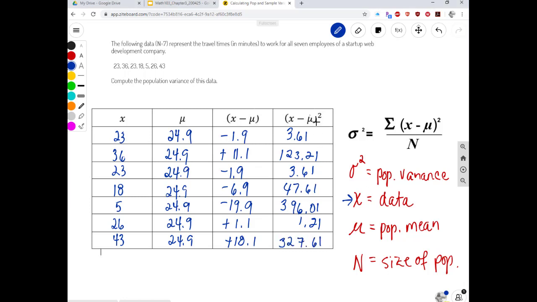Okay, so now these are my squares. So these are, let's go back. This is my data. This is my population mean. This is the difference between my data and the population mean. This is also called deviations from the mean. It just means differences from the average or differences from the mean. And these are called squared deviations.